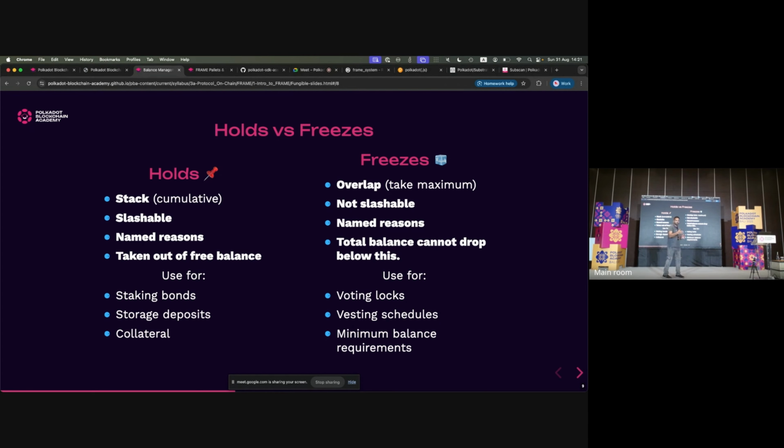Freezes overlap. So the first pallet does a freeze of 100 DOT. The second does 200. The third does 150. Can you guess how much would be the total frozen right now? 200.